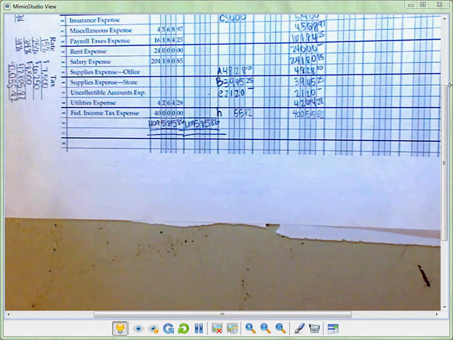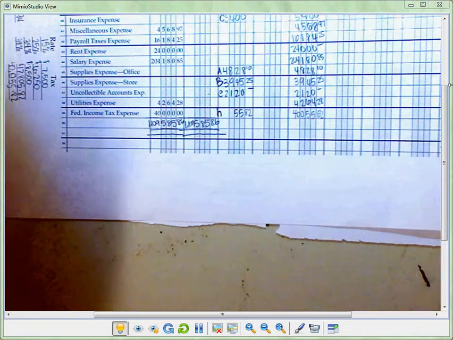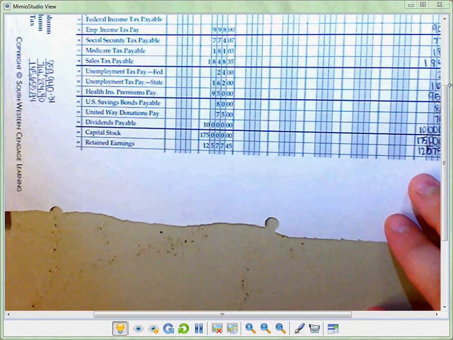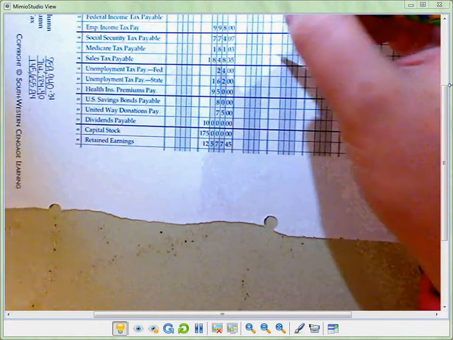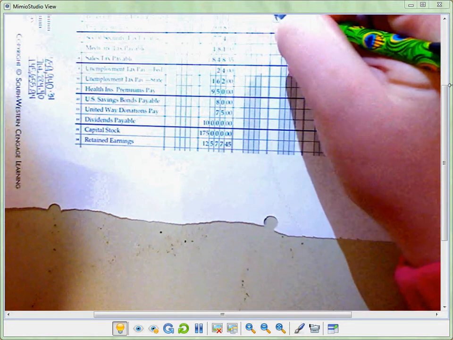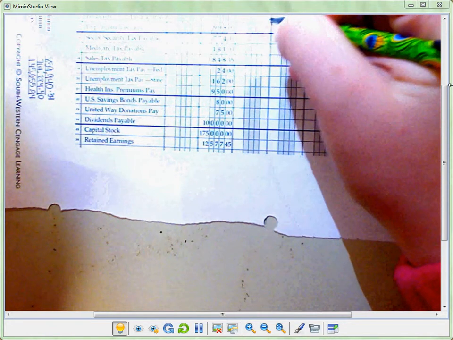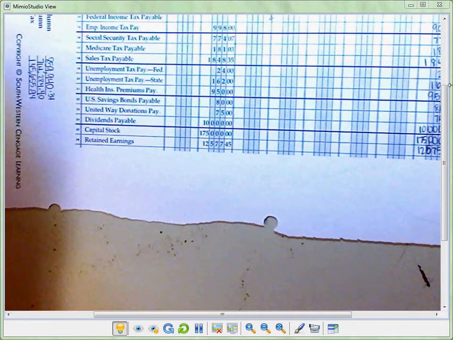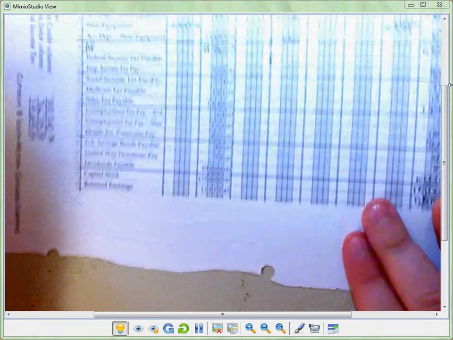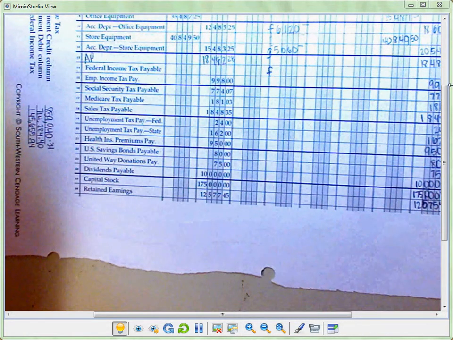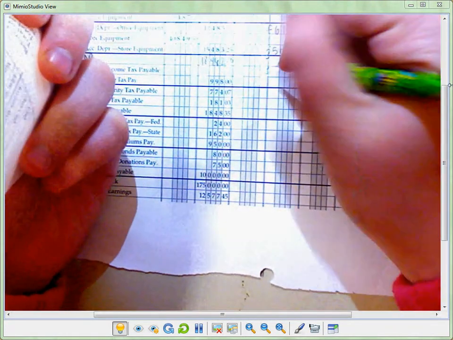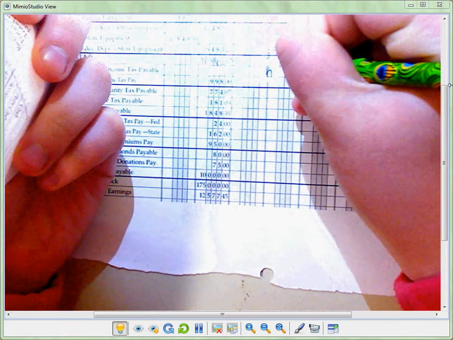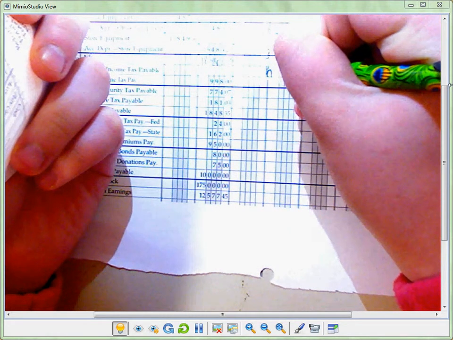Okay, what's going to be our matching adjustment? We need a credit for that then. Federal income tax payable, right, line 14. Okay, it should be letter H. So H, and it's then a credit of $55.82.